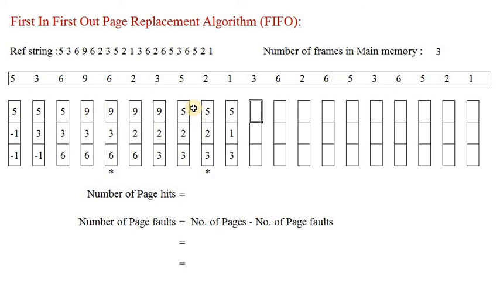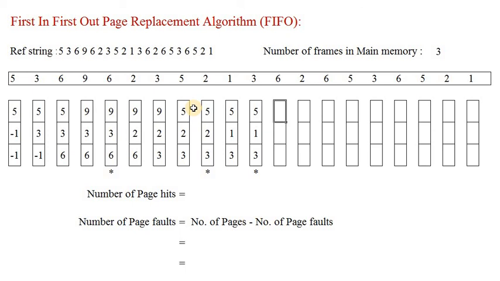What is the next iteration? In the next iteration, 3. 3 is already there in the main memory. So no need to insert it, no need to replace any page. I'm just writing it like this and denoting it with a star. The star indicates that it is a page hit. In the next iteration, 6 has to be inserted. See that 6 has to be inserted here.